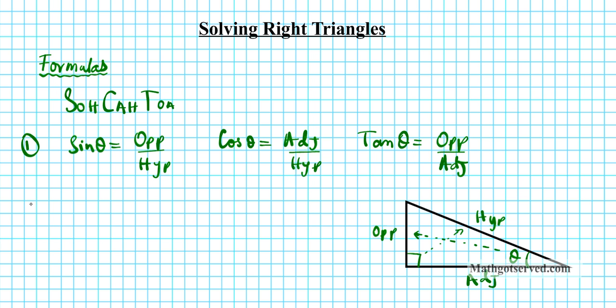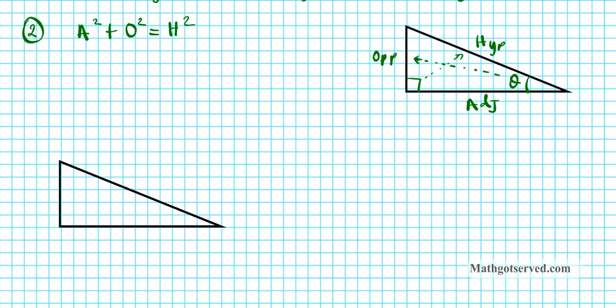And then the second formula we're going to use is the Pythagorean Theorem, the trig variation, which tells us the adjacent squared plus the opposite squared is equal to the hypotenuse squared. Alright, so these are the key formulas we're going to be using to solve right triangles today. Alright, let's take a look at problem number 1.